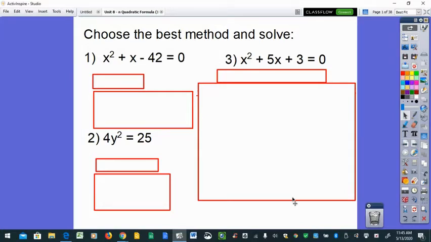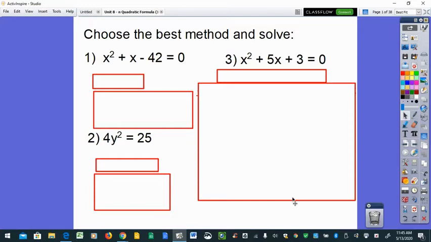So we've learned three different methods to solving a quadratic. We've learned how to solve quadratics using square roots when there's no bx term. We've learned how to use factoring when the quadratic is factorable. And we've learned how to use completing the square when there is a bx term and it's not factorable.